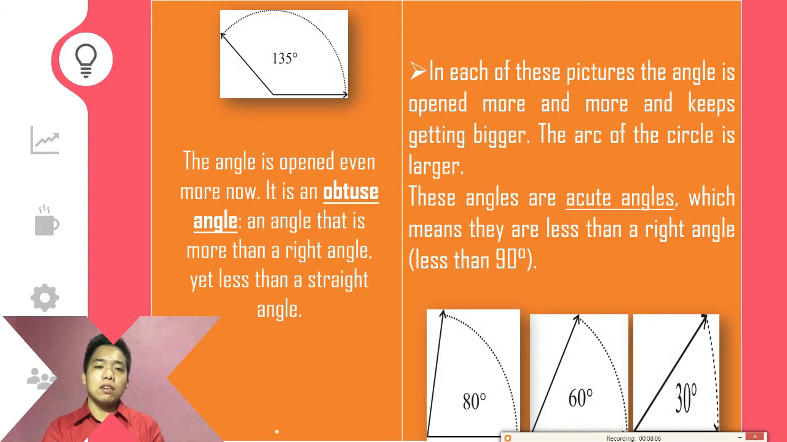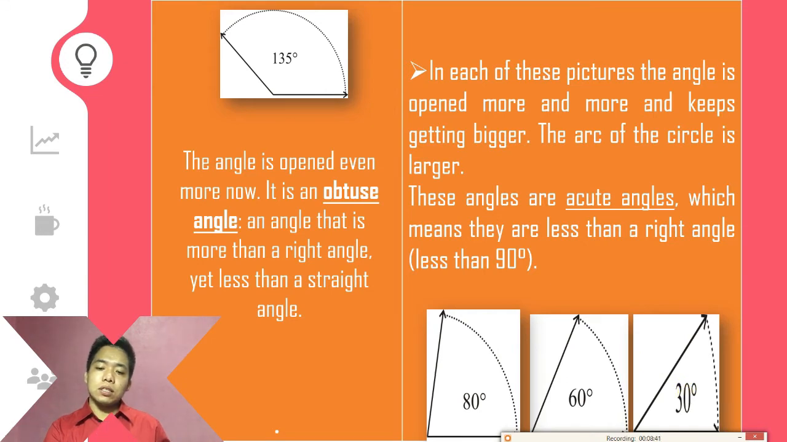We can see here an angle with a measure of 135 degrees. It is an angle greater than a right angle but less than a straight angle, and we call it an obtuse angle. An angle that is more than a right angle yet less than a straight angle is what we call an obtuse angle.